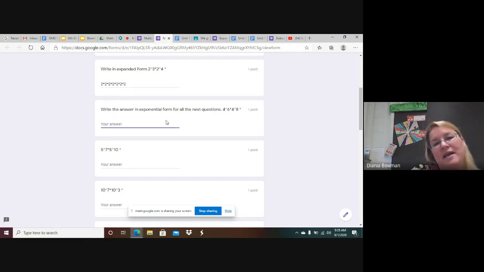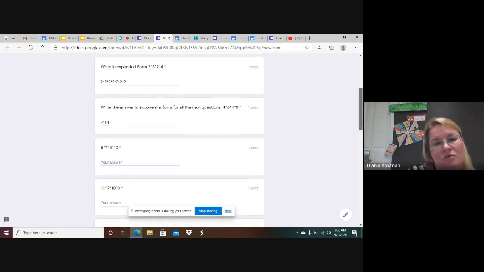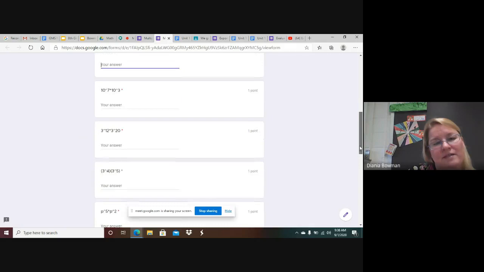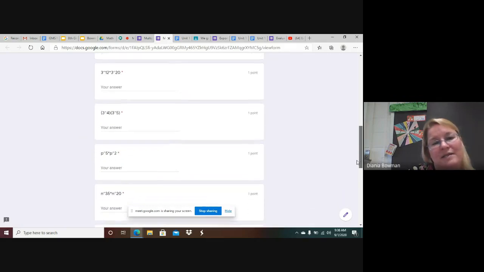Write the answer in exponential form for all the next questions. Wanting it in exponential form means using that little caret upward button. So 4 to the 6th times 4 to the 8th. We're leaving 4 the same, use our little caret key, and 6 plus 8 is 14. So we're going to say 4 to the 14th power. All right. So that's how you type into the Google form. That's the way to actually put in your answers.